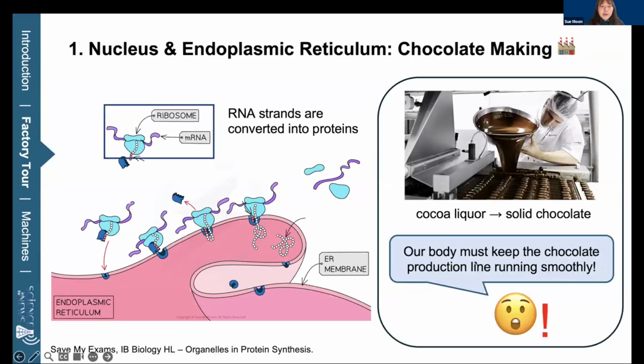But be careful. Our body must keep the chocolate production line running smoothly. If DNA is not properly replicated or converted to RNA and proteins, again, the protein production will stop and we will experience various fatal illnesses.